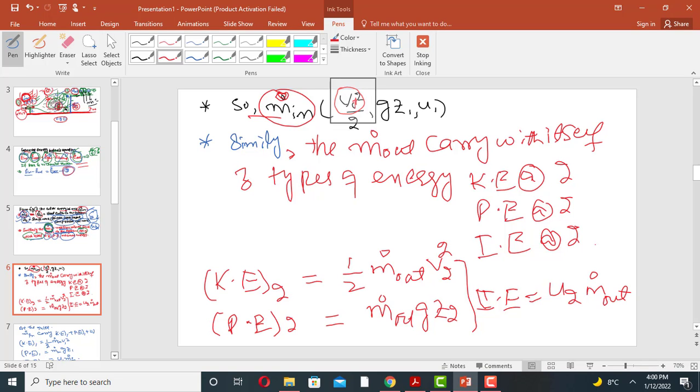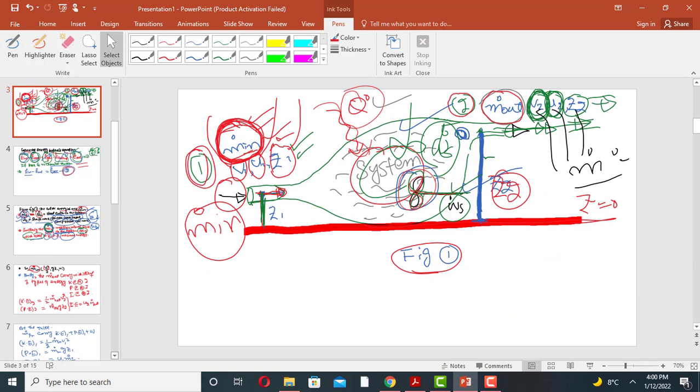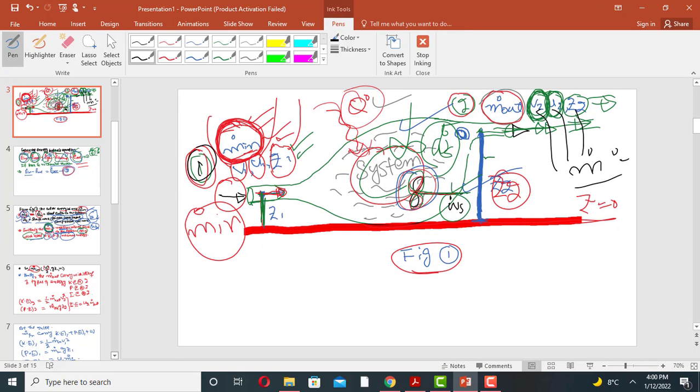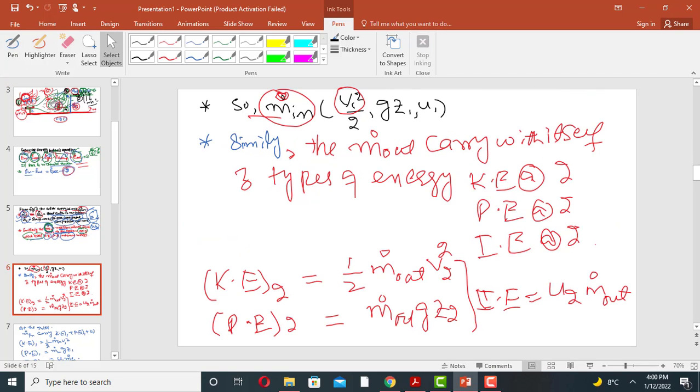This is point number 1, and the outlet is point number 2. This one is the kinetic energy, this is the potential energy, where Z1 is the height at point number 1, and this is the internal energy at point number 1.